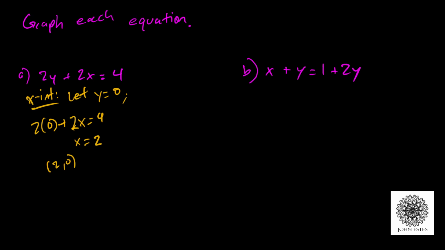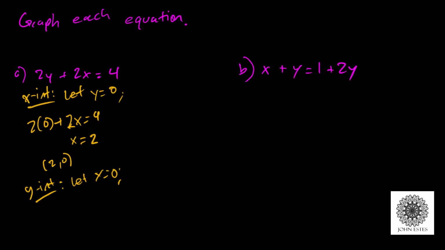Okay, for the y-intercept, I'm going to let x be 0. So when I do that, I have 2y plus 2 times 0 equals 4. And so very similar to the last equation, I end up with 2y equals 4, or y equals 2, which means that the y-intercept has coordinates 0, 2. So now I know 2 points on this line. Let's take a graph of this.